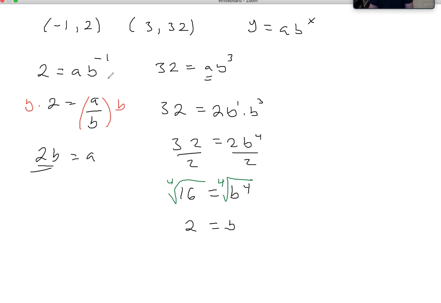With that, I can come back to any of these original equations. That one looks pretty easy, so let's go right there. So 2 equals a over b, and we now know b is 2. Multiplying both sides by 2, I can figure out a is 4. So it looks like my final answer is y equals 4 times 2 to the x.